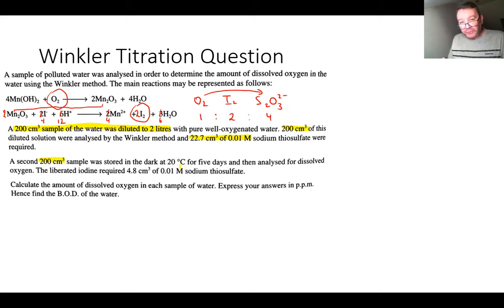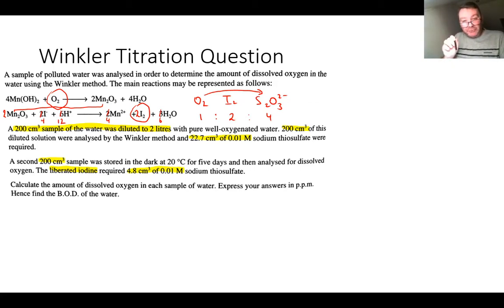That's standard when you're doing this BOD test. So when you take a sample of water, split it in 2, analyse one immediately by the Winkler method, put the other one away for 5 days in the dark at 20 degrees, and then analyse it by the Winkler method when you're ready to go. So what we noticed? It was analysed then for dissolved oxygen. The liberated iodine, interesting, 4.8 centimeters cubed of 0.01 molar sodium thiosulfate.